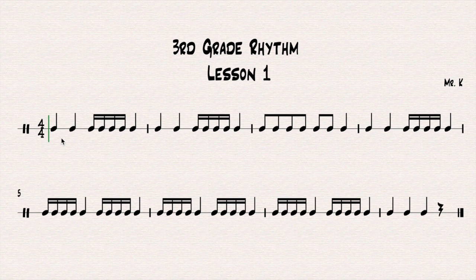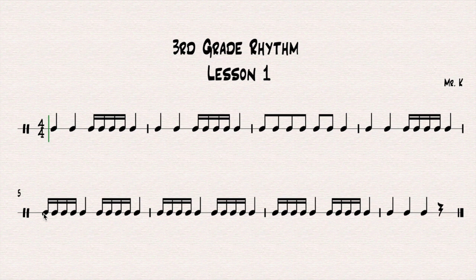Ready? Begin. 1, 2, 3 E and a 4. 1, 2, 3 E and a 4. 1 and 2 and 3 and 4. 1, 2, 3 E and a 4. Nice. Let's try the second line.